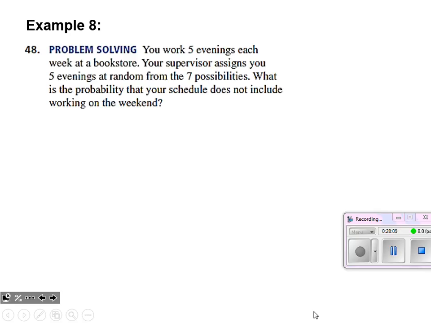Next example, you work 5 evenings each week at a bookstore. Your supervisor assigns you 5 evenings at random. That's pretty cool, cruel boss, from the 7 possibilities. What is the probability? Okay, probability, I know my answer is going to be between 0 and 1, that your schedule does not include working on the weekend.